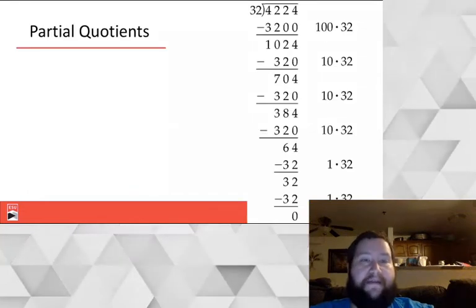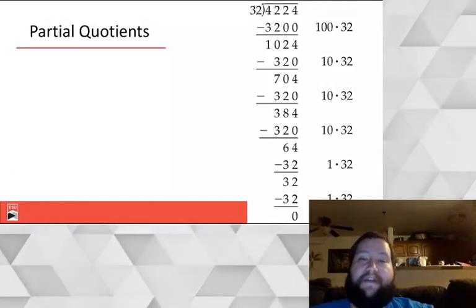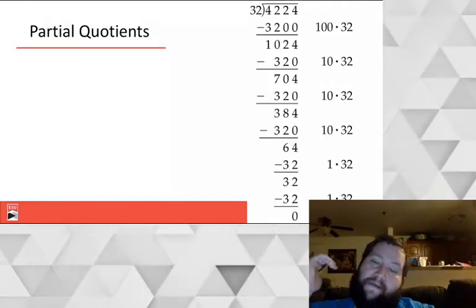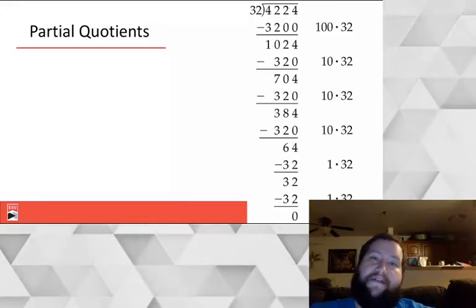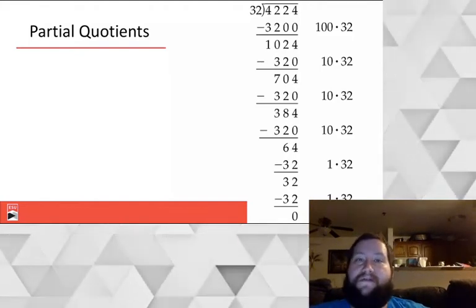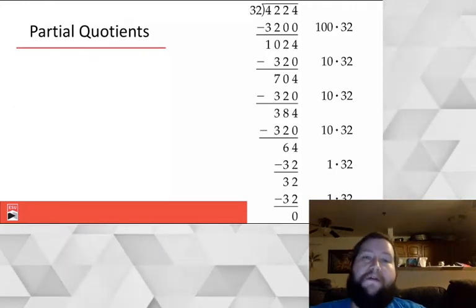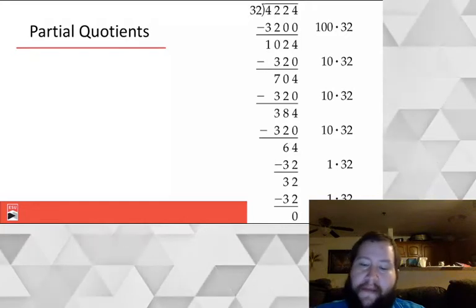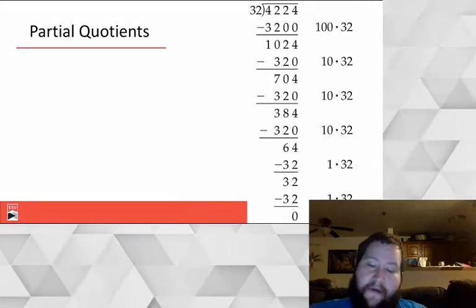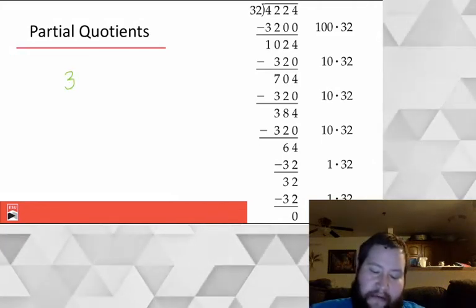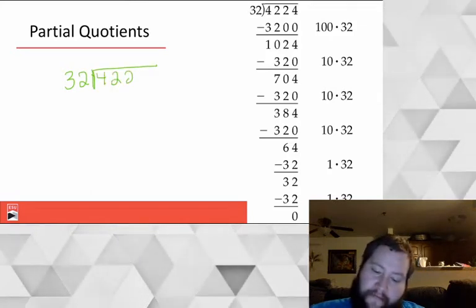And so we have ways that we can do this, moving beyond these really representational models where we have dots or where we have cookies or something like that. So for example, what they have here is 32 divided into 4,224. And this is called partial quotients, and all of the work is there, but I'm going to work through it because I think it's really helpful to see. So we'll just write our original 32. I drew that more like a square root. 4, 2, 2, 4.